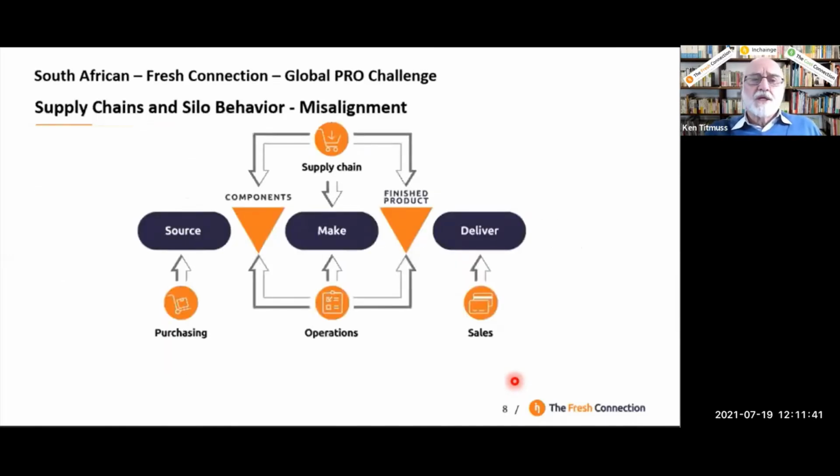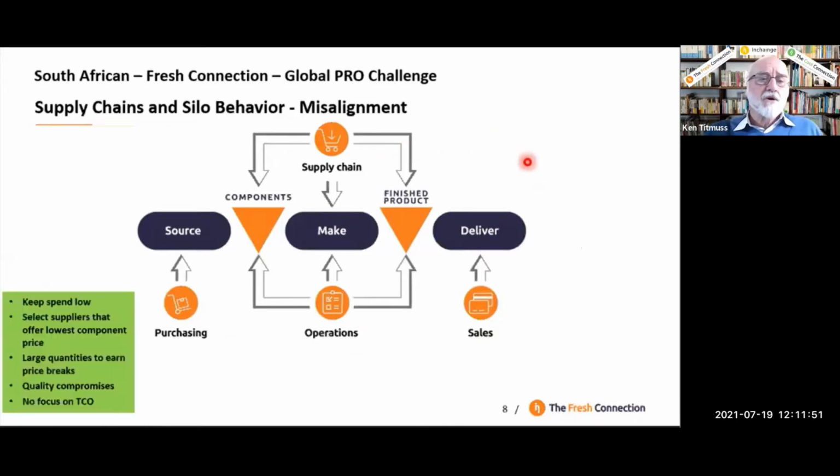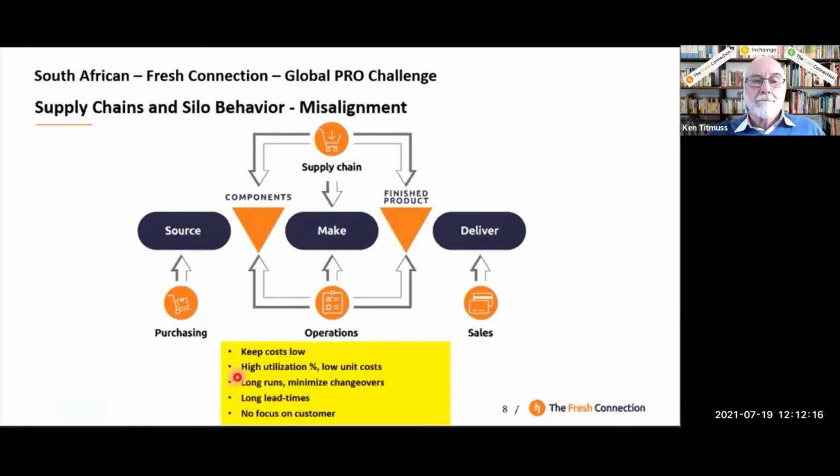So in the Fesh Connection, we have purchasing, we have operations, we have sales, and we have the supply chain. And if we're not careful, purchasing is there trying to keep the spend low, selecting suppliers that offer maybe the lowest prices, large quantities to get price breaks, to get those discounts. Maybe quality is being compromised. And there's no real focus on the total cost of ownership of that material that we buy.